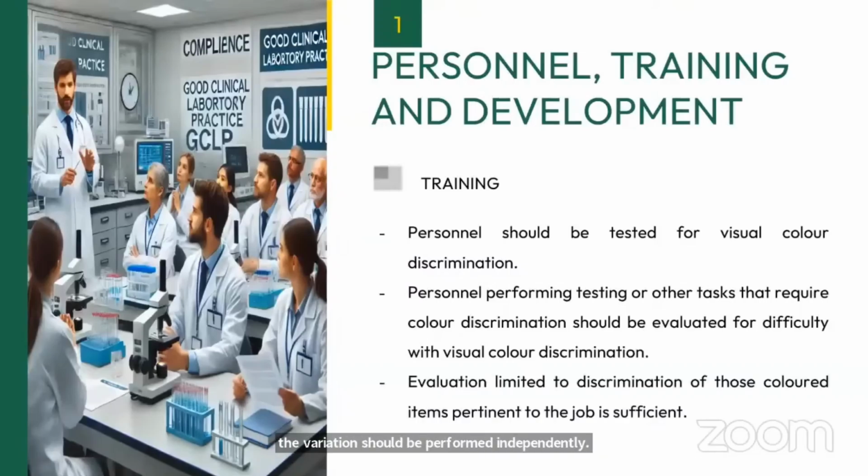Evaluation limited to those color items pertinent to the job is sufficient. So you need not perform the evaluation of all the colors. You should see which colors we require generally: hematoxylin, eosin, gram staining. So what colors are required for your work in the laboratory? The testing for color blindness should be done for those colors. So whichever are relevant, only those colors should actually be tested.